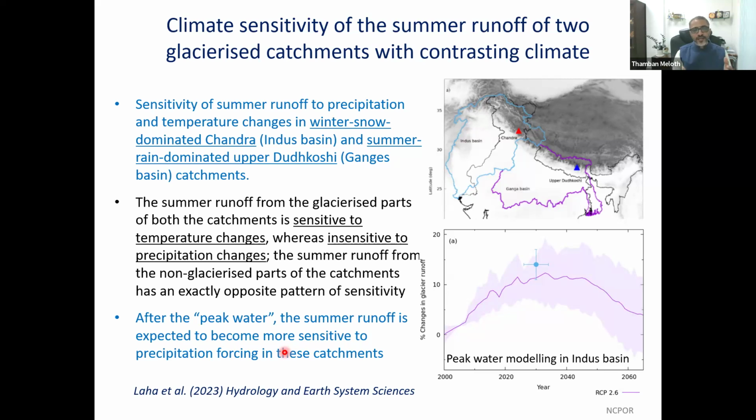They also find that after peak water, which could be happening around 2030 or so, the summer runoff is expected to become more sensitive to precipitation forcing in these catchments. Temperature may not be that important, because by the time the glaciers are lost, you only have snow. Therefore, precipitation decides the hydrology of the catchment.